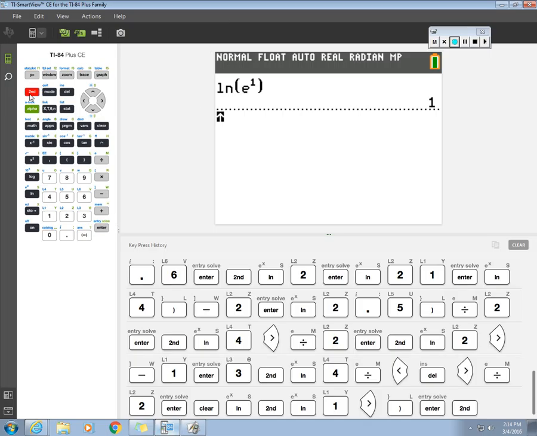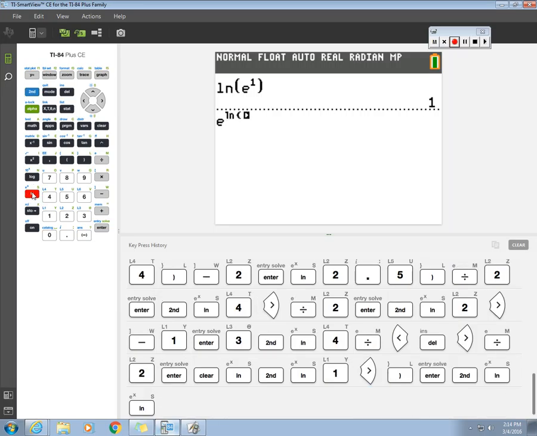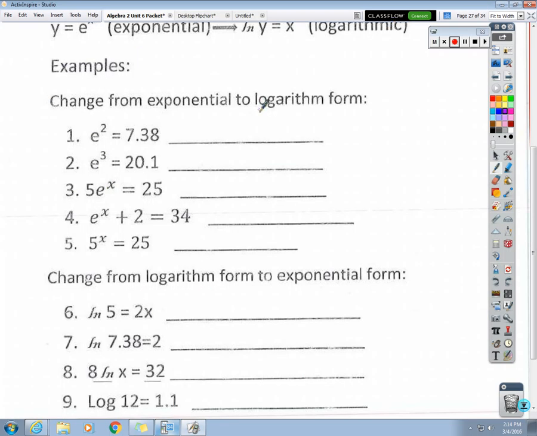Okay, now let's do it the other way. Type in the E first, then the Ln, 1. And you still get 1. Why are we getting 1 for both of those? They cancel each other out. They're inverses.